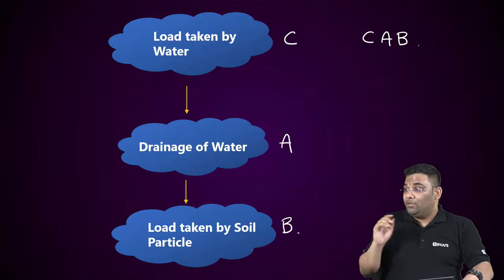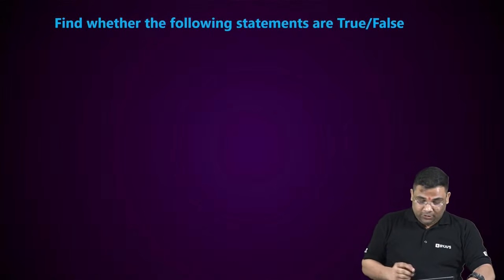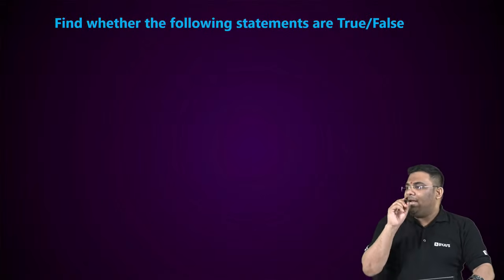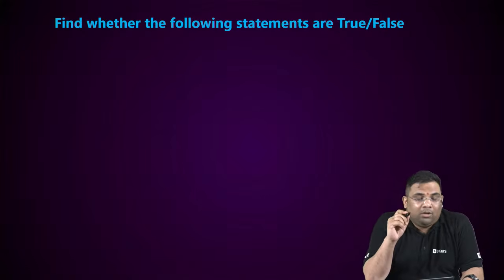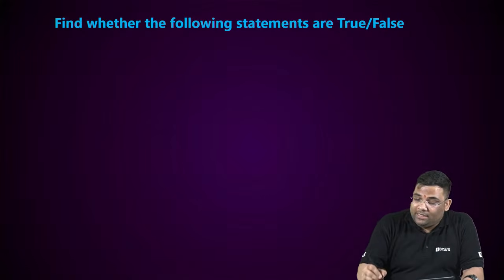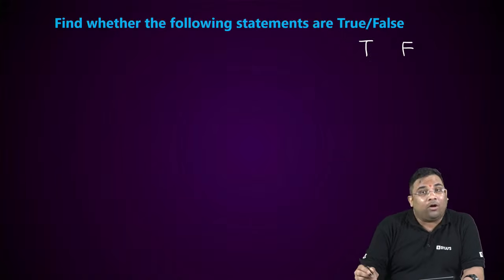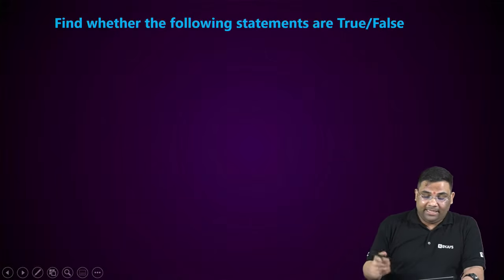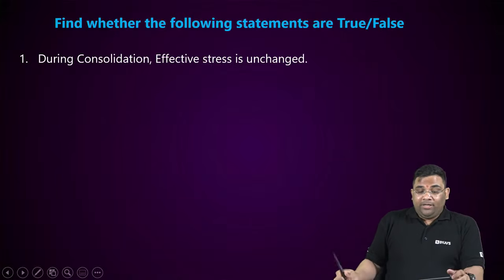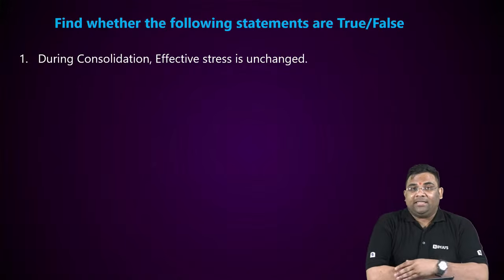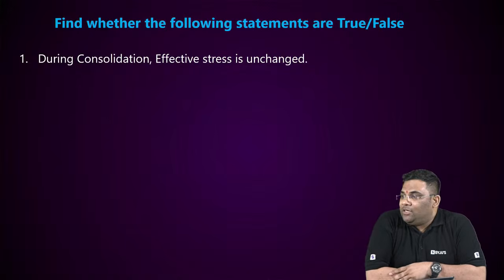So let us solve such questions. The first question is, so you have to mention true or false. Don't write full true. Don't write full false. You can write T for true and F for false. Okay. The first statement is, during consolidation, effective stress is unchanged. So please mention it is true or false.